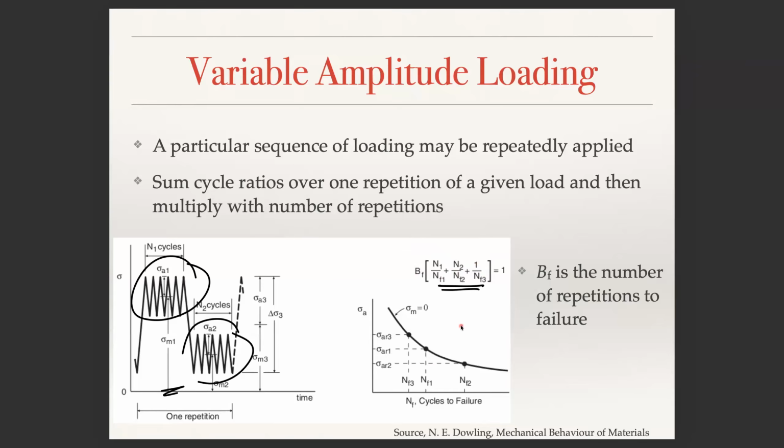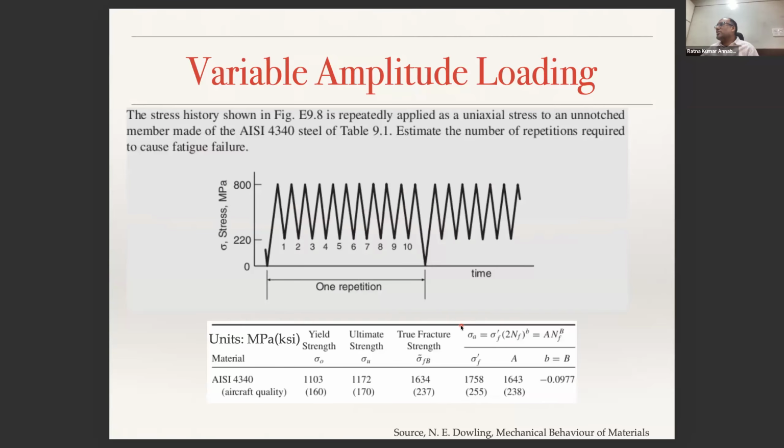Yes, sir. Okay. All right, now let us solve this problem. Please look at this particular question. It is given as a n power b, where a is 1643 and b is minus 0.0977 for this particular material. We need to find out how many repetitions are required to cause fatigue failure. I think we have discussed enough. Now I would like you to get started and solve the problem.